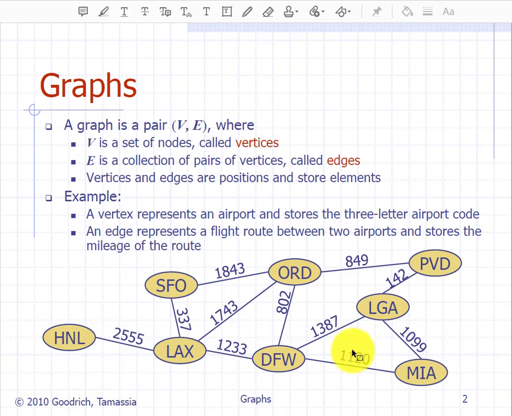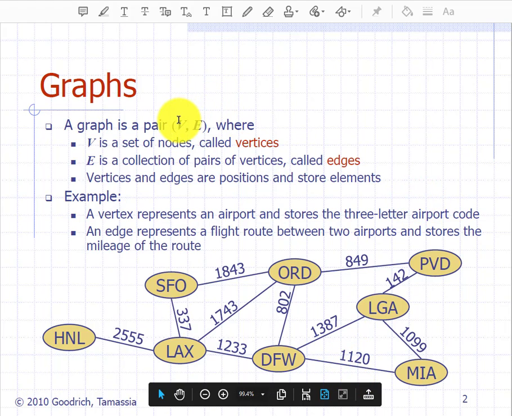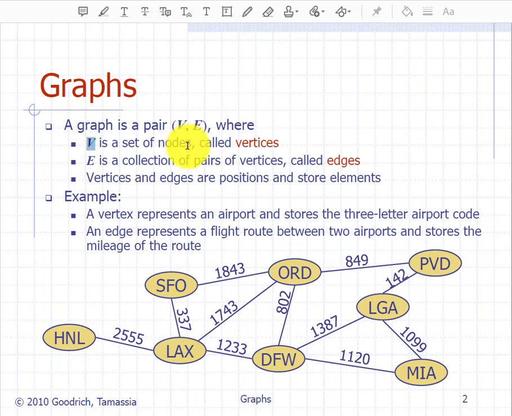So what is a graph? A graph is a pair, a set of vertices and a set of edges. V is the set of vertices. E is a collection of edges, all right?